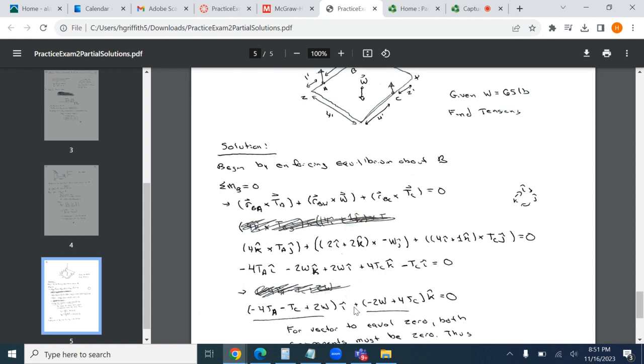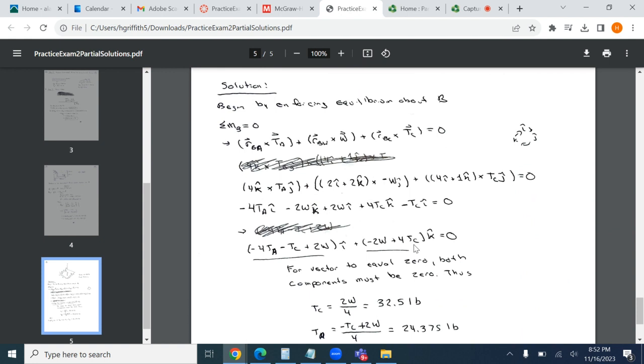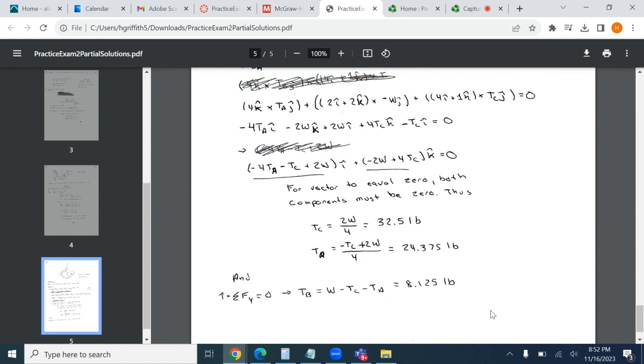Combine like terms. You have some terms that are along the i hat component, and you have some terms that are along the k hat component. The good thing is along the k hat component, you only have one unknown, the tension of the cable at C, because you do know W. So in order for any vector to be 0, all of its components have to be 0. Set this equal to 0 to solve for TC in terms of W, and that should give you 32.5 pounds. Once you have TC, set the i hat component to 0, and you can solve for TA. That'll give you 24.375 pounds.